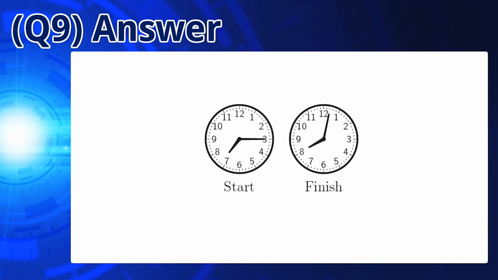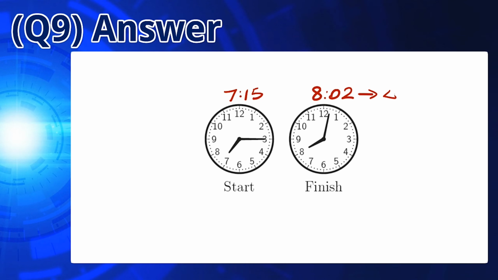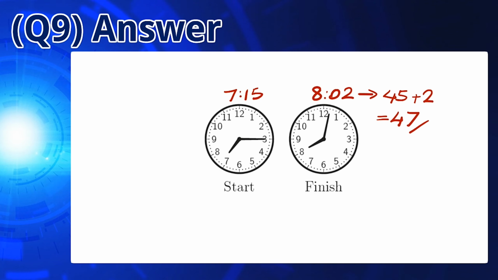The start time is 7:15. The finish time is 8:02. The difference between 8 o'clock and 7:15 is 45 minutes. The difference between 8 o'clock and 8:02 is 2 minutes. So the difference between the start time and finish time is 45 plus 2, which is 47 minutes. Hence, the answer is C.